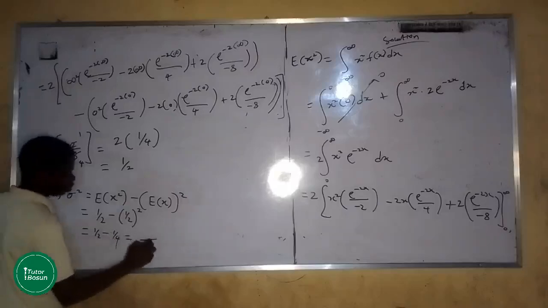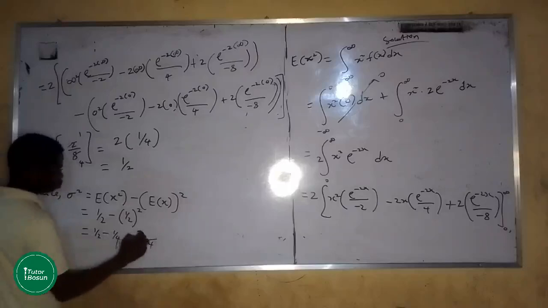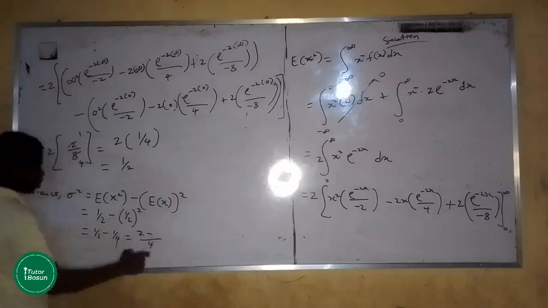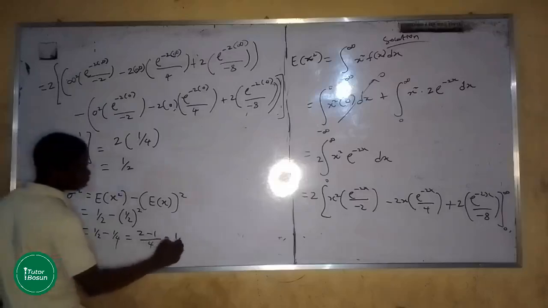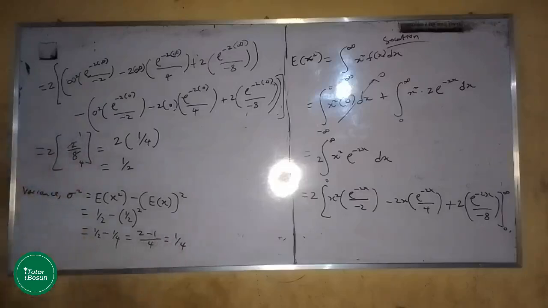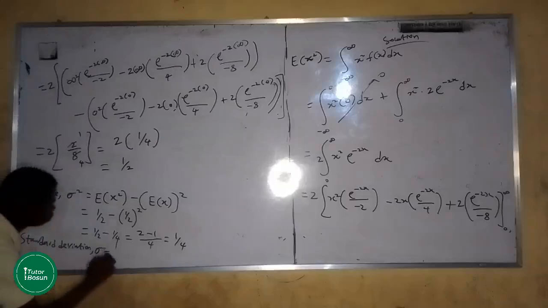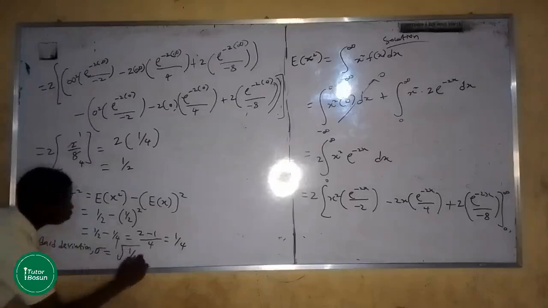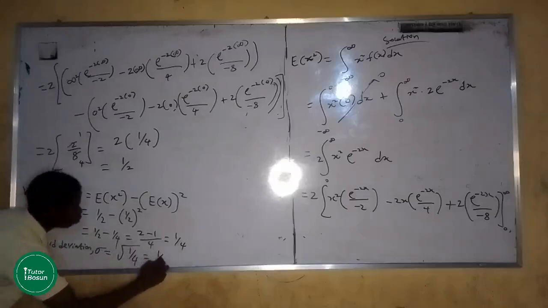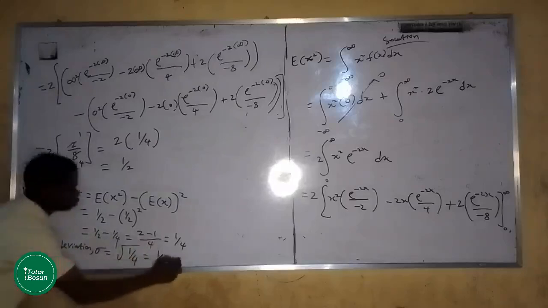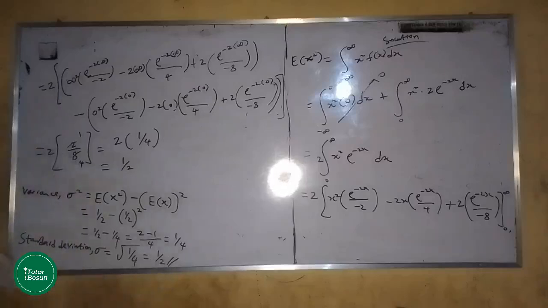Take the LCM of this, you have 4. 2 here, 2, you have 2 minus 1 over 4. That's automatically 1 over 4. So the variance is 1 over 4. What about the standard deviation? You have to calculate the standard deviation sigma as well. You're going to be having the square root of 1 over 4, which will give you 1 over 2. So the standard deviation is 1 over 2.